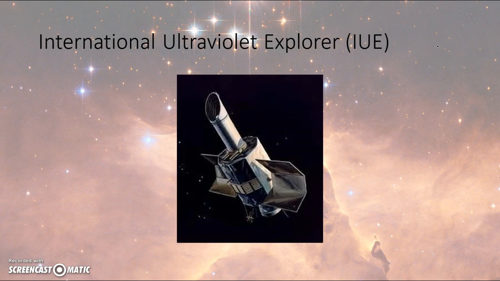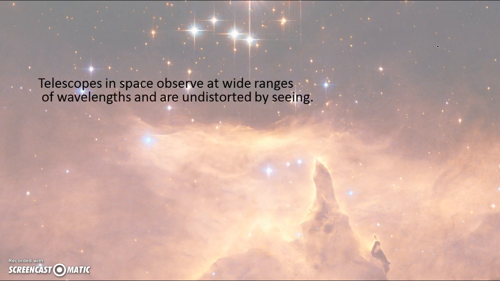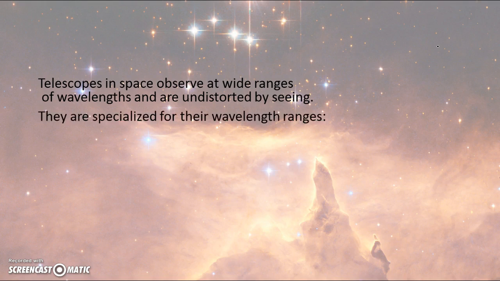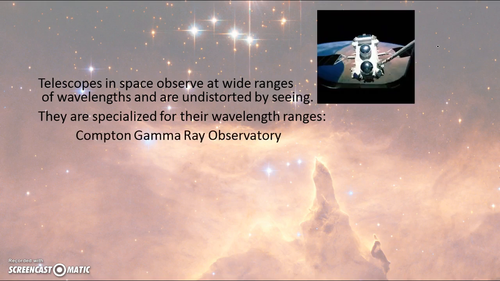Not too bad, right? All right, so telescopes in space, they're going to observe at wide ranges of wavelengths, and they're going to be undistorted by seeing, because seeing is affected by the atmosphere. Okay, they're specialized for their specific wavelength ranges. So we have the Compton Gamma Ray Observatory. So this is a telescope that was sent up into the atmosphere to detect gamma rays.